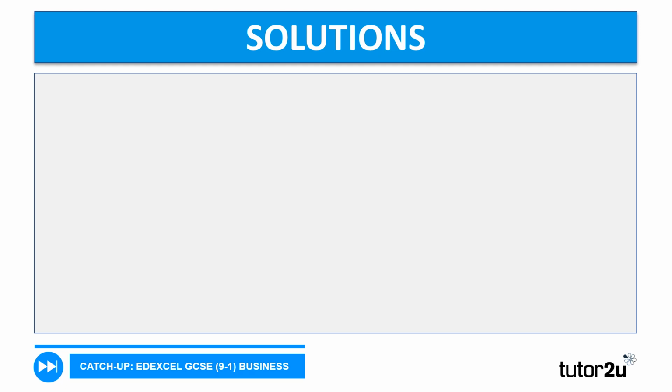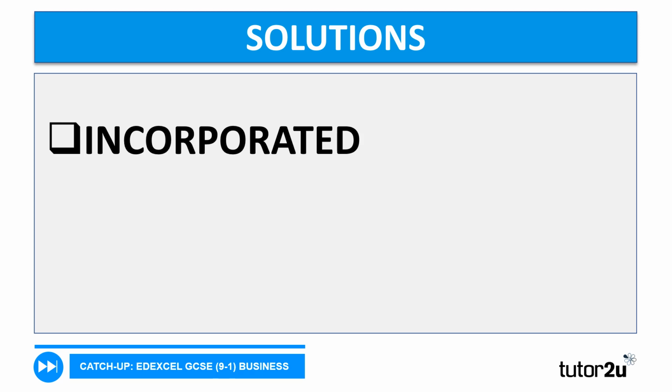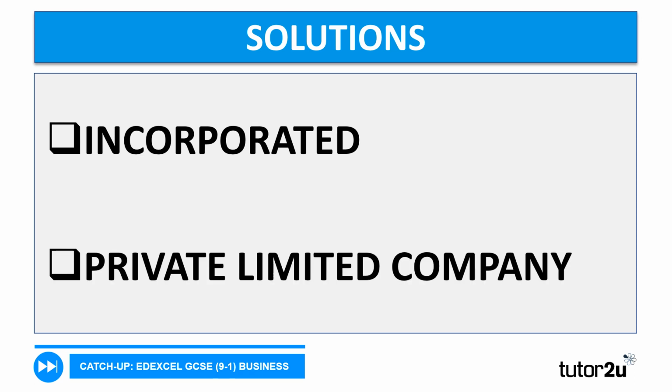Okay, let's have a look at the solutions. So hopefully for the first conundrum, you got incorporated. And incorporated means that a business has a separate legal identity to its owners, and therefore it can enjoy the benefit of limited liability. And this relates to the second solution, which is private limited company. And a private limited company is a business whereby shares are traded to family and friends only.